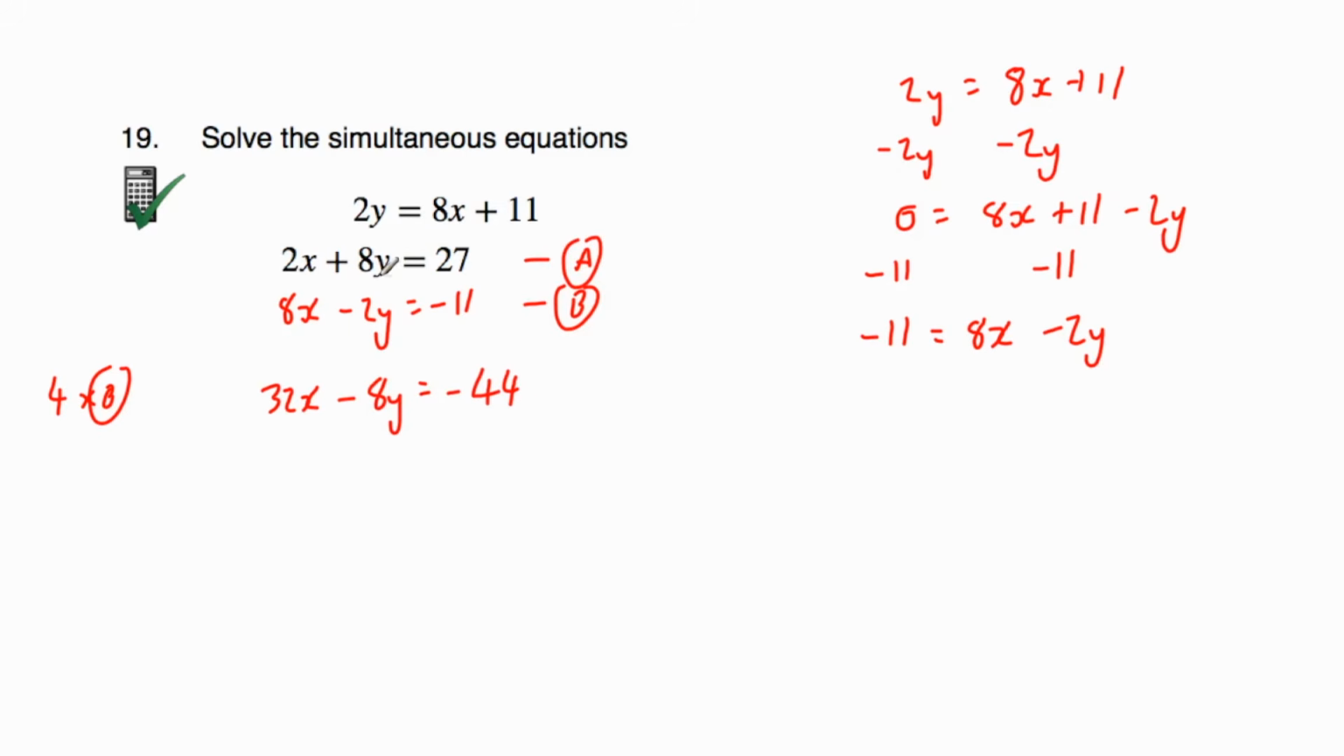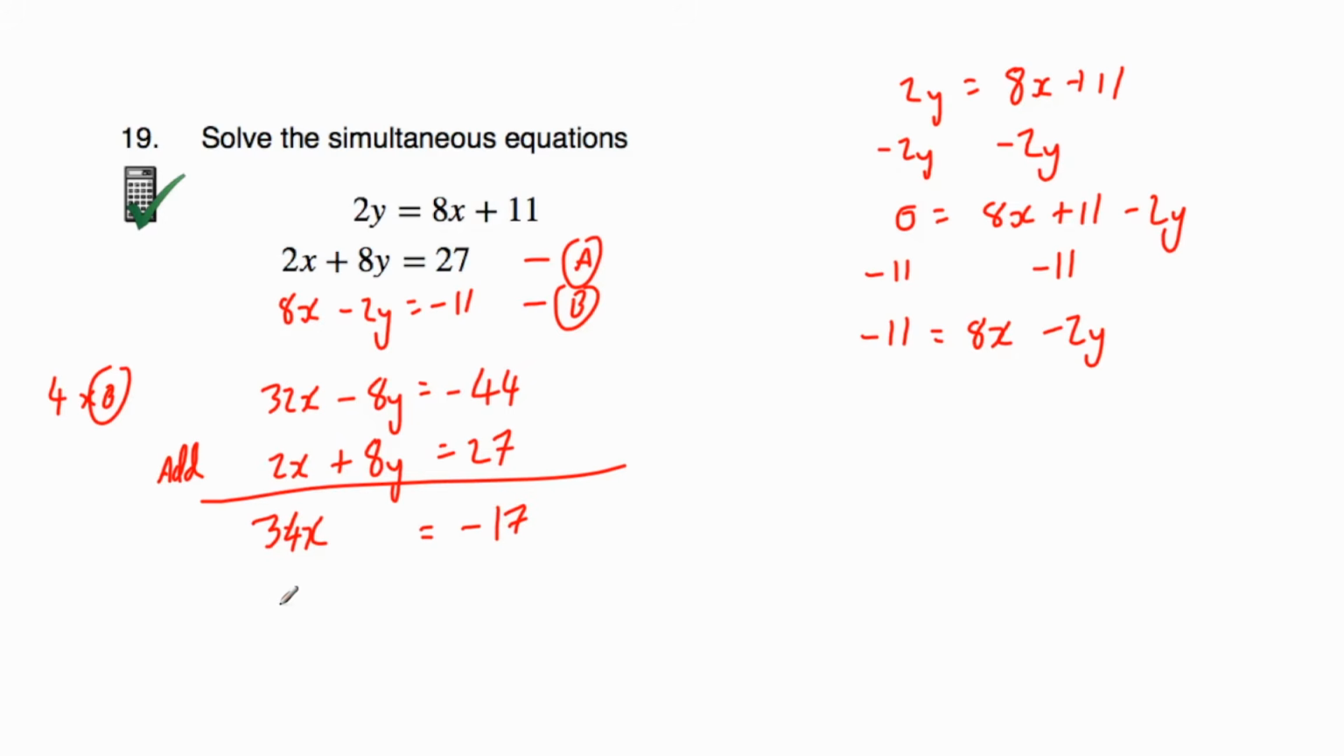Let's leave equation A as it is because that has 8y. So we've got 2x plus 8y equals 27. Now we can add our equations together because our minus 8y plus 8y will be 0, so we'd just be left with an equation with x's in it. So let's add our two equations. 32x plus 2x is 34x. Minus 8y plus 8y is 0, so they cancel out. And then we've got minus 44 plus 27, which is minus 17.